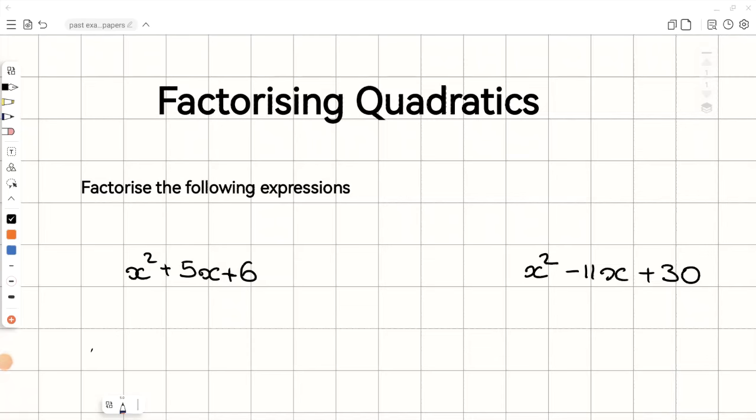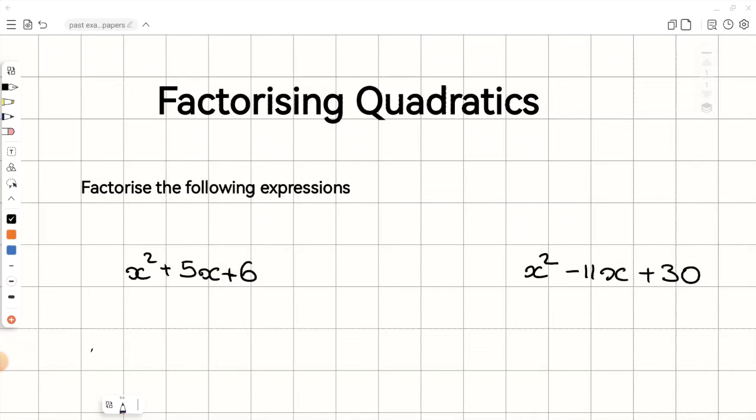Today we are going to look at how to factorize quadratics. Now, factorizing quadratics might sound daunting at first, but fear not. By the end of this tutorial, you will be a factorizing pro. So let's start with the basic quadratic expression.